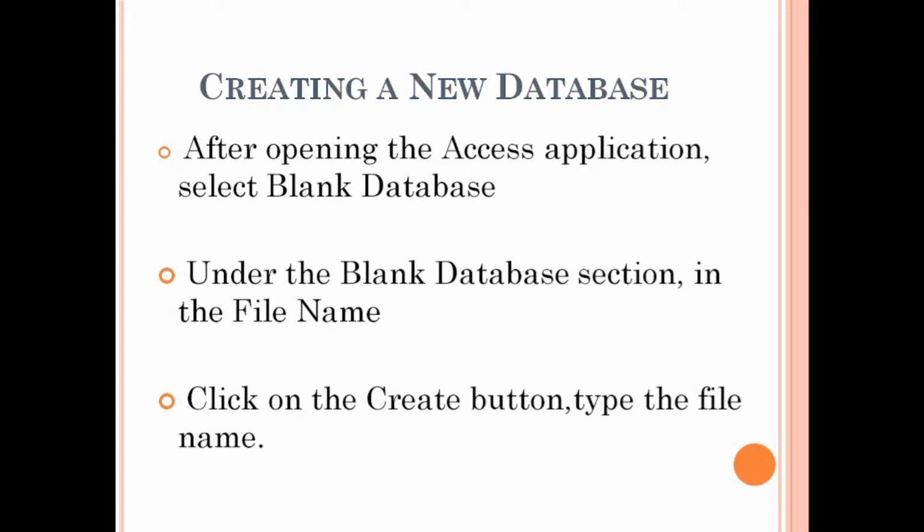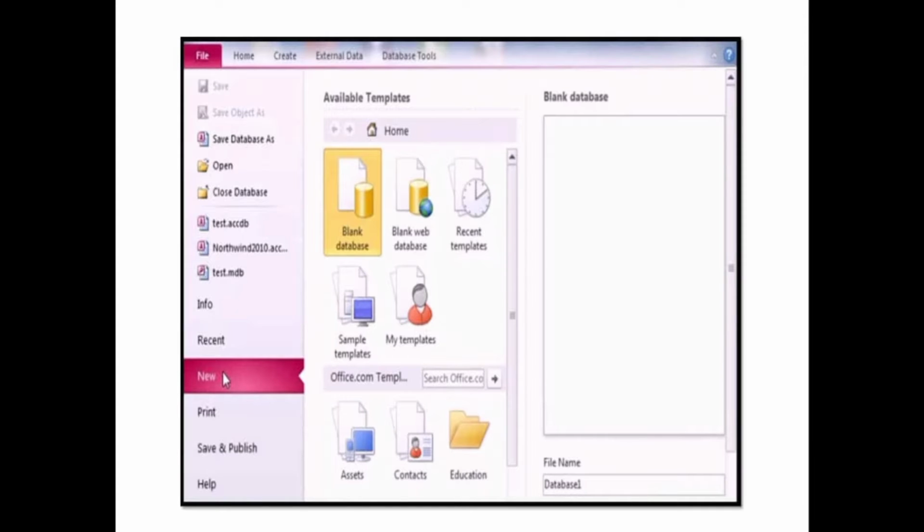Now the next thing is how to create a new database document. After opening the Access application, we have to select the blank database option. Then under the blank database section, in the file name, we have to type the name of the file and click on the create button. Now I'll show you an example of how you can create a blank database.